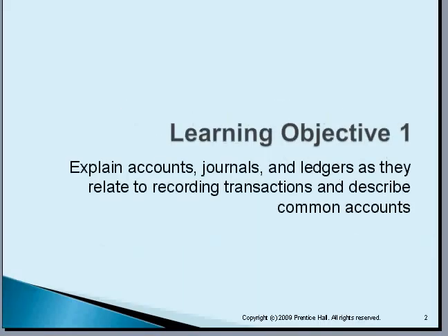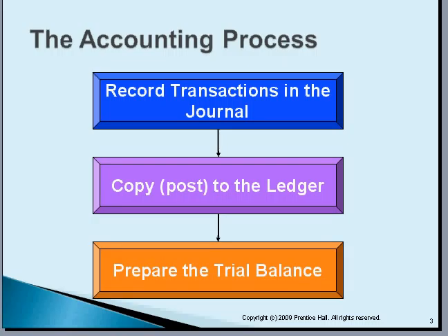First learning objective is to explain accounts, journals, and ledgers as they relate to recording transactions and describe common accounts. The accounting process. The first step in the accounting process is to record transactions in the journal.